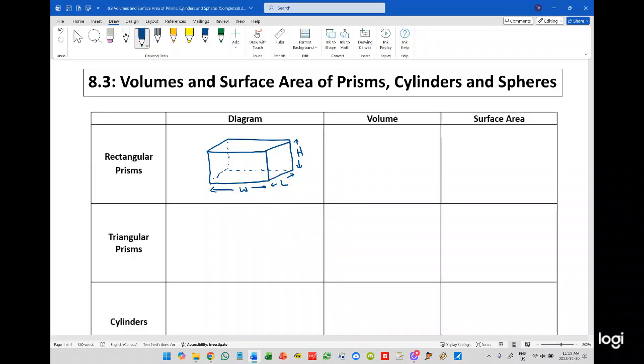Volume is what I was jumping into there. Whatever you call those three things, you just multiply them together to find the volume. So length times width times height. And again, change the names if you'd like, doesn't matter.